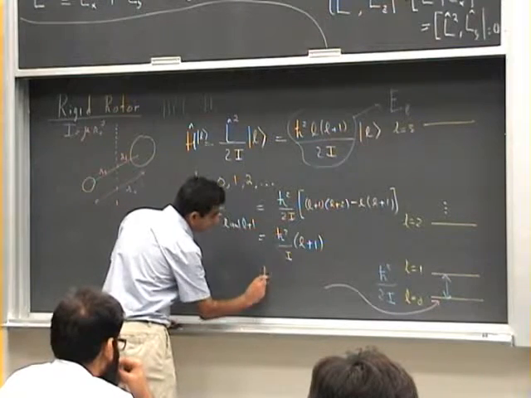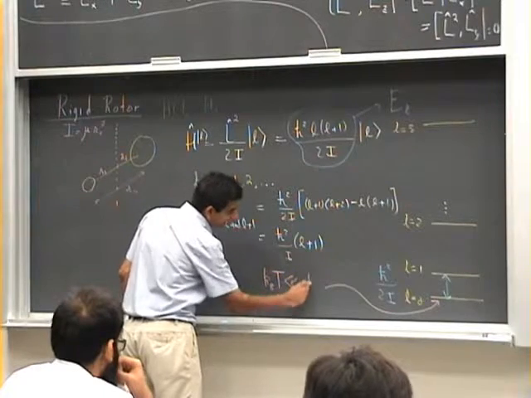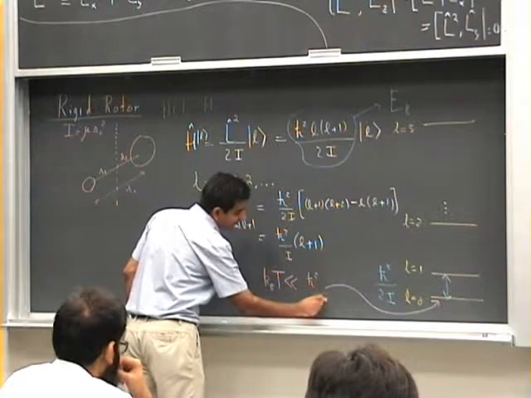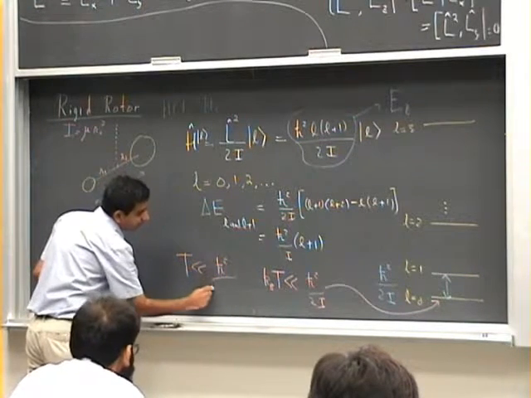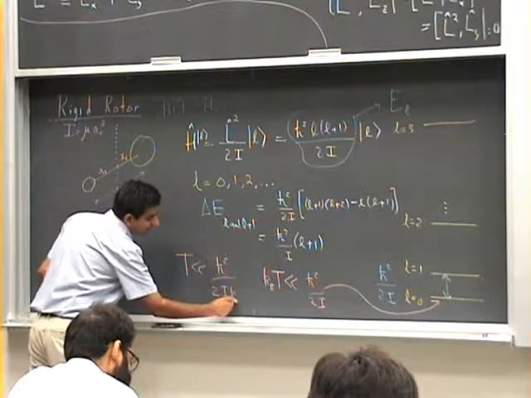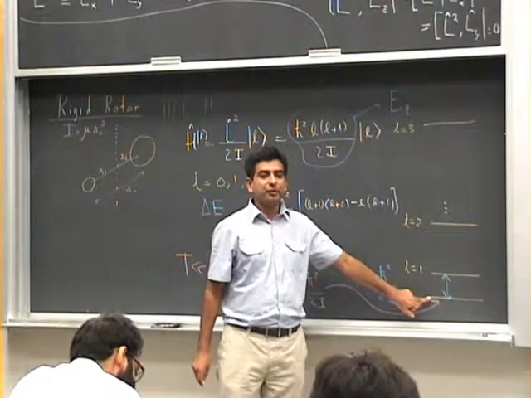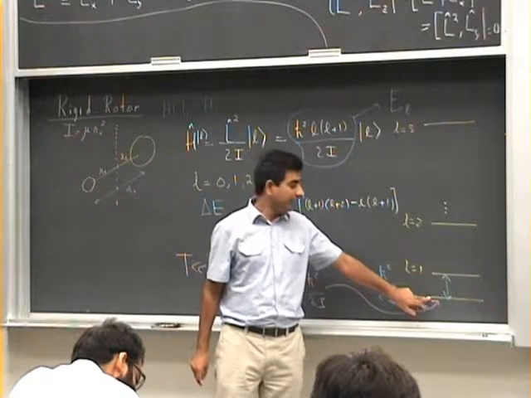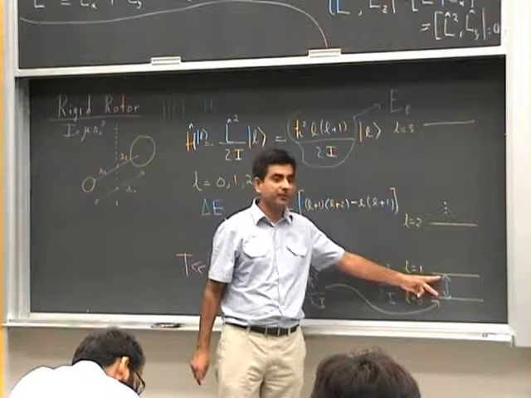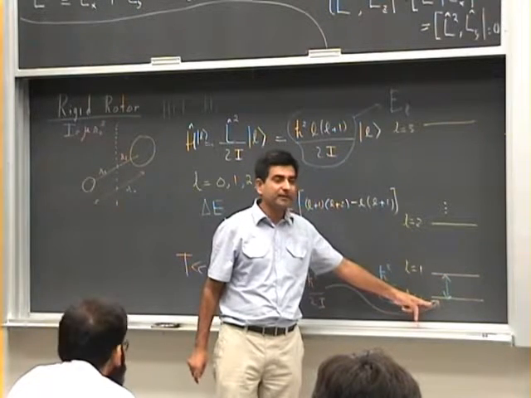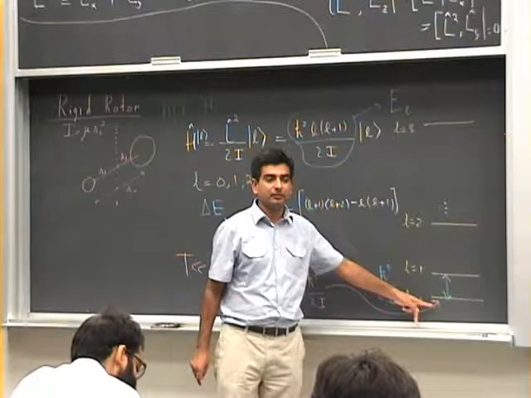If my temperature kBT is much smaller than h bar square over 2I, that is, my temperature is much smaller than h bar square over 2I kB, then this will ensure that the rotational ground state will be predominantly populated. If the thermal energy kBT is not enough to overcome this barrier, then that would imply that this rotational ground state will be populated. Okay?